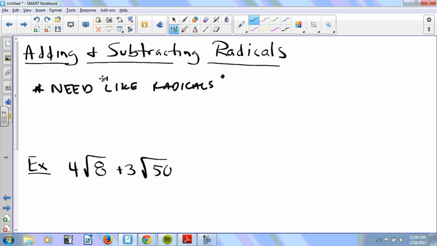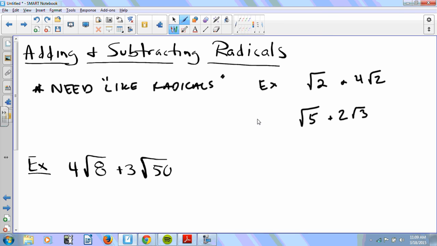Okay. And what that means, like radicals are nothing more than the same index and the same radicand. So for example, the square root of 2 and 4 square roots of 2. Those are like radicals because they're both square roots and they're both the square root of 2. If you had the square root of 5 plus 2 square roots of 3, these are not like radicals. Okay. So when we talk about like radicals, that's what we're looking for.